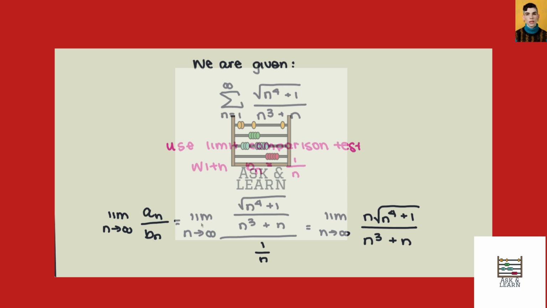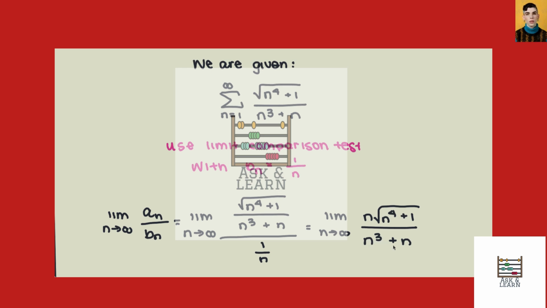So we'll have the limit as n approaches infinity of the square root of n to the fourth plus 1, all over n cubed plus n. Then we'll divide that whole quantity by 1 over n. So we can do a little bit of simplification. Remember, dividing by a fraction is like multiplying by the reciprocal. So we'll get the limit as n approaches infinity of n times the square root of n to the fourth plus 1, all over n cubed plus n.